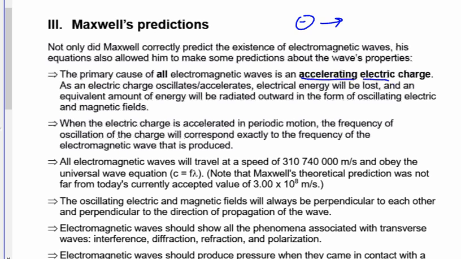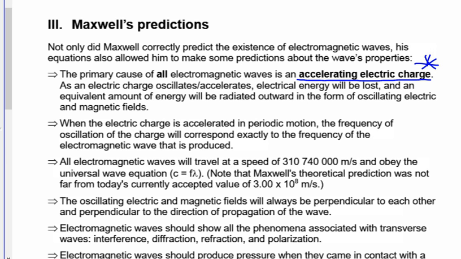All right, so like I was saying in the last part there, let's just go through some of his predictions that he made with this theory. He said the primary cause of all electromagnetic waves is an accelerating electric charge. Put a star by that. That's an important concept. That is how all of this gets going. That's how you make an electromagnetic wave.